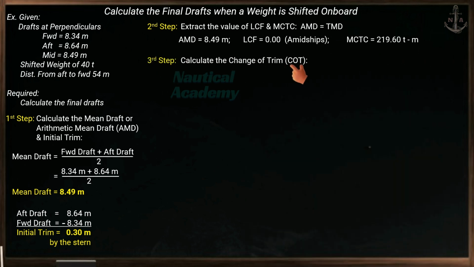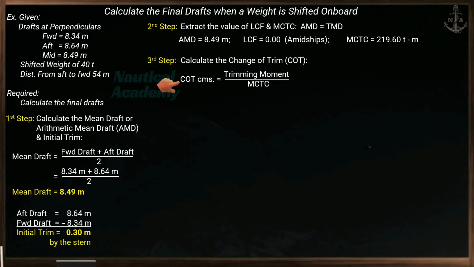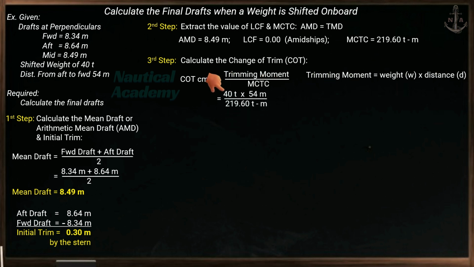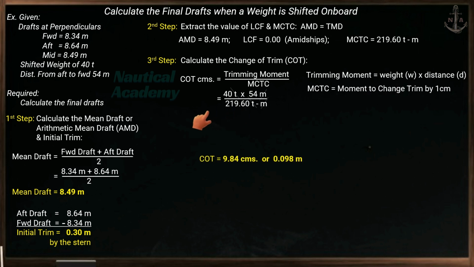Calculate the change of trim using this formula, where trimming moment is equal to weight times distance. The weight being shifted is 40 tons, with a distance of 54 meters from aft to forward. The product will be divided by moment to change trim by 1 cm. The change of trim is 9.84 centimeters, or 0.098 meter.